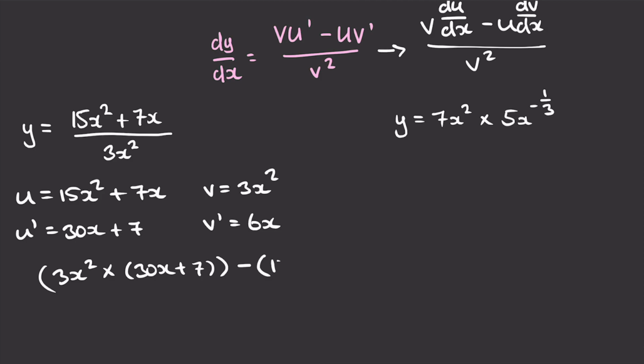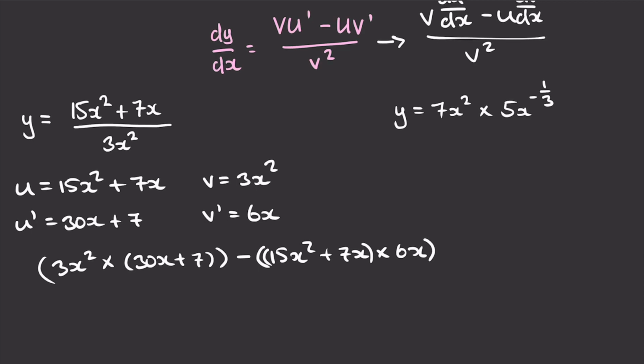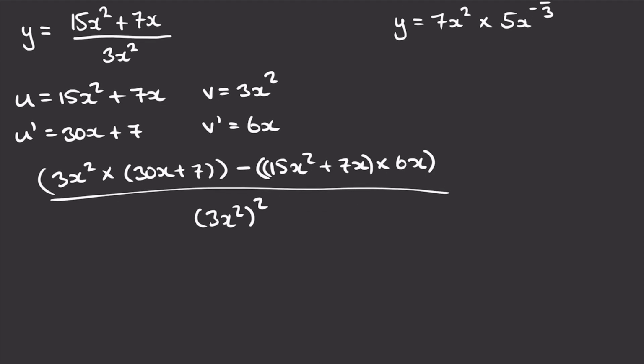So u is 15x squared plus 7x, then multiplied by 6x. We'll put these again in brackets just to be clear, and then all of this over v squared. So it'll be 3x squared, squared, because it's v squared, and our v is 3x squared, which is why it's 3x squared in brackets squared. A little bit confusing, but then we can simplify.